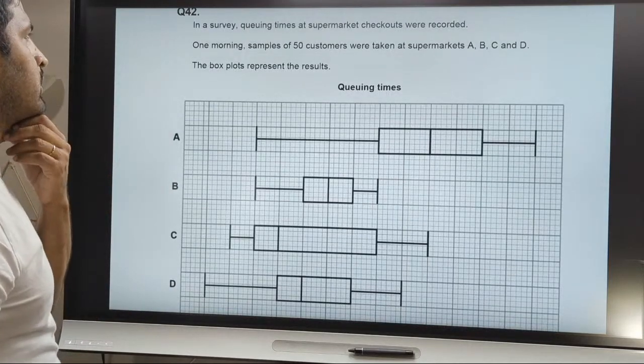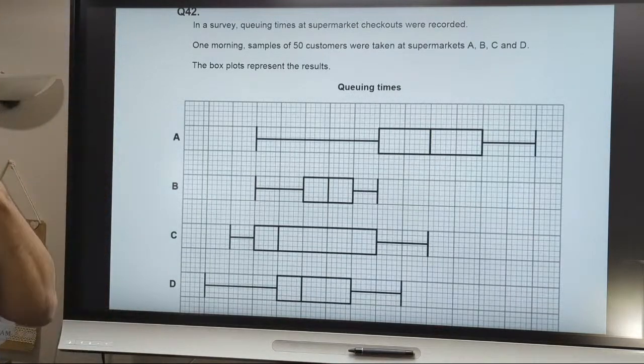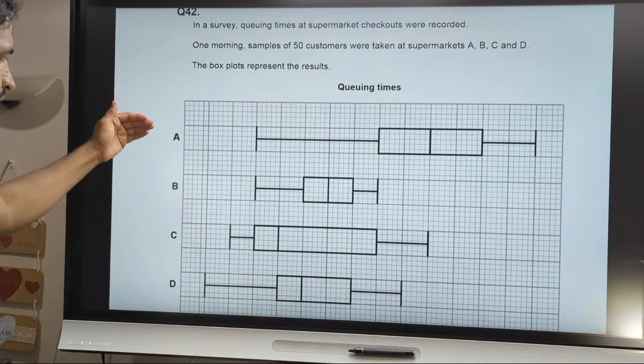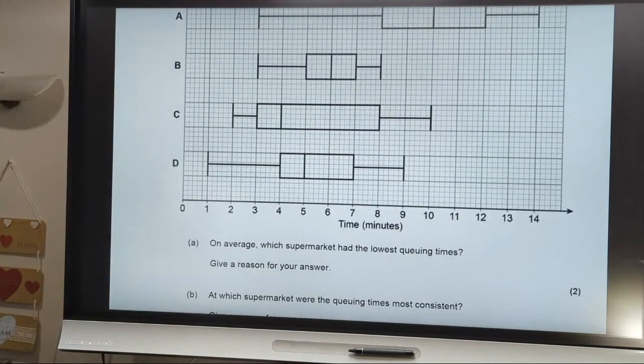In a survey, queuing times of the supermarket checkouts were recorded. One morning, a sample of 50 customers was taken at supermarkets A, B, C, D. So that's A, B, C, and D. I've seen that question before as well. On average, which supermarket has the lowest queuing times? Give a reason for your answer.